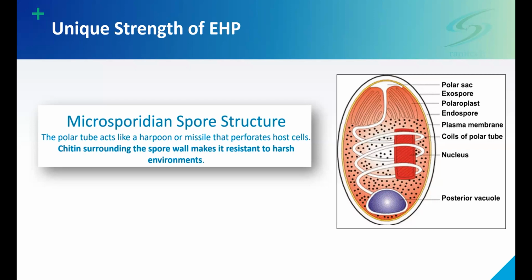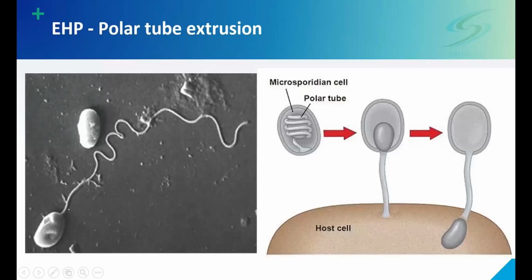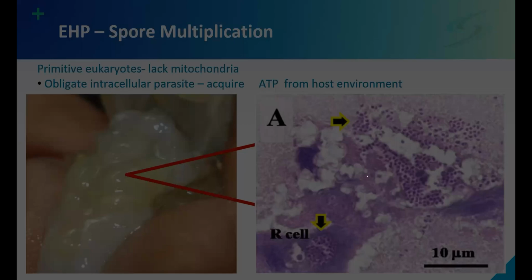So this spore has a double wall, an exospore and an endospore. So it is highly protected inside, and it has a coiled tube called the polar tube. With this polar tube, what happens is, once it finds the host cell, which is the hepatopancreatic cell. So right away we just spoke about the hepatopancreas and its importance. So that is the target organ for this particular dirty EHP. Once it finds that host cell, this polar tube is released. That is called polar tube extrusion. Once the polar tube extrusion is done, it sends the genetic material inside and it starts multiplying in the host cell, in the hepatopancreas.